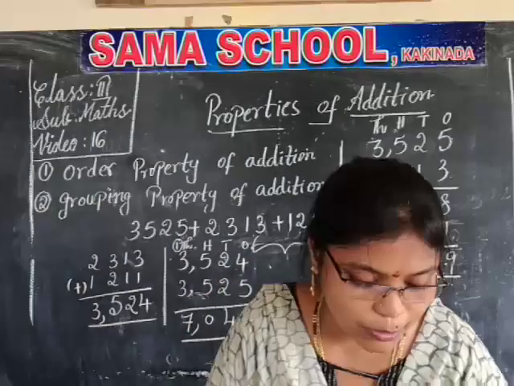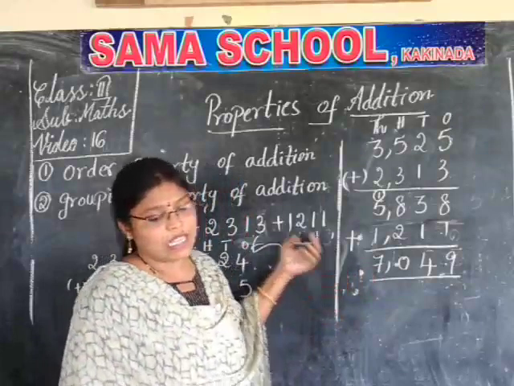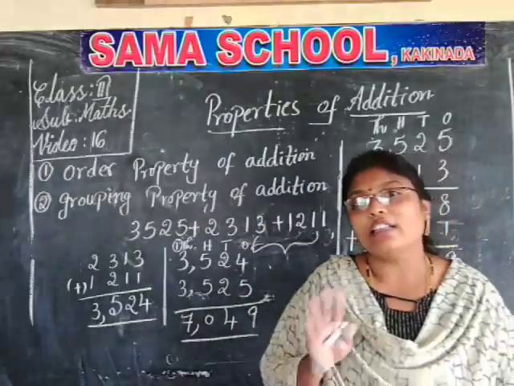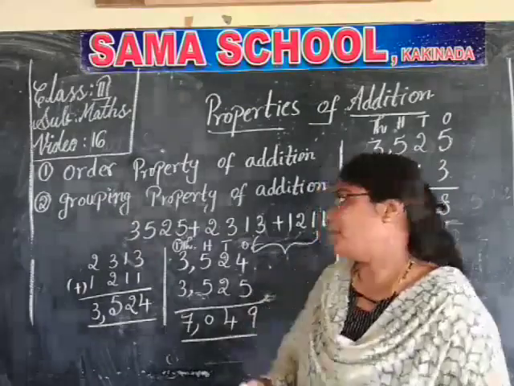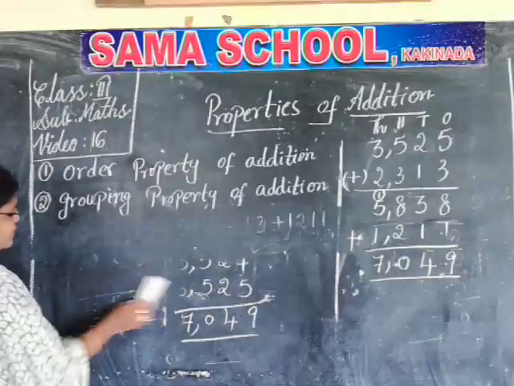What is grouping property of addition, children? When more than 2 numbers are added, they can be grouped in any way. The sum remains the same. Children, hope you all understood it well.